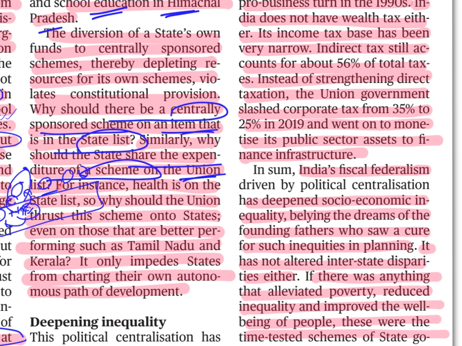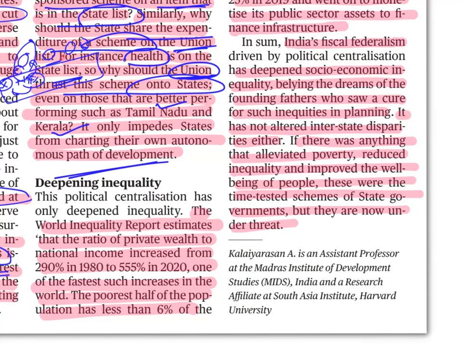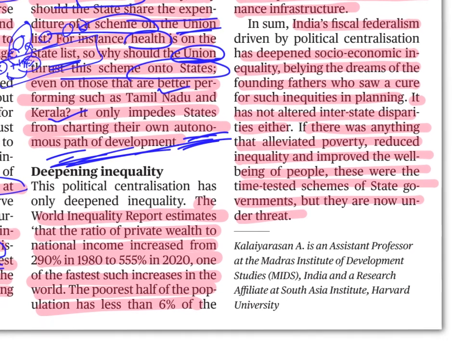Right? So he is also giving one example. Health is on the state list, but unfortunately the union is coming out with a scheme and pushing it onto states. Even states like Tamil Nadu and Kerala were already doing better. Again you are coming out with your own scheme and pushing it onto states to implement, forcing them to implement. So they are losing their freedom, they are losing their autonomy. They cannot decide what to do with their money. They will have to allocate some money to that centrally sponsored scheme.